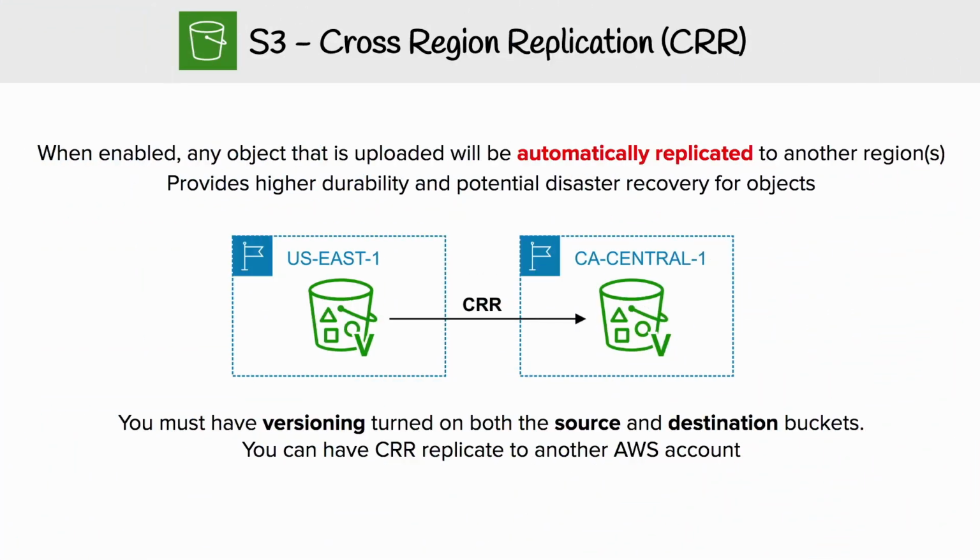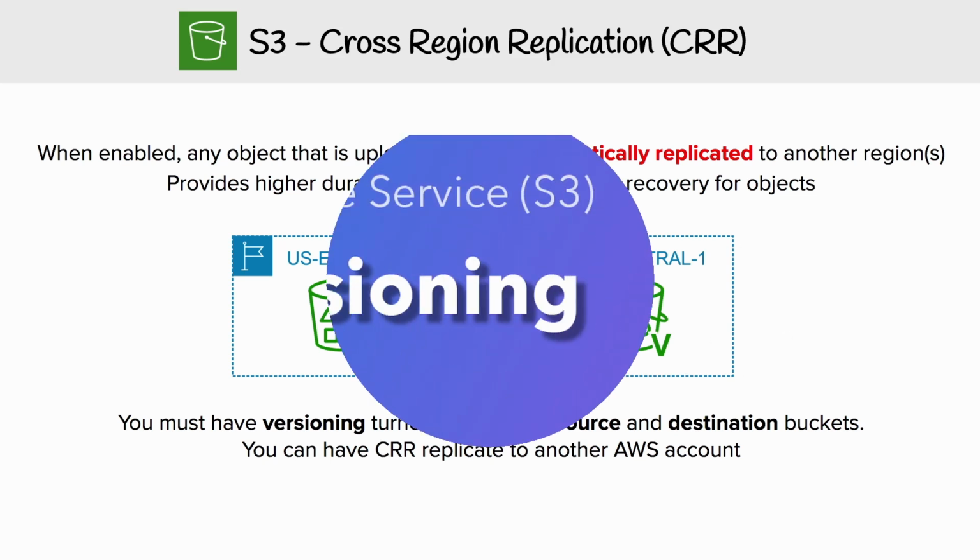So we're taking a look at cross-region replication, which provides higher durability in the case of a disaster. What we do is we turn it on, and we specify a destination bucket in another region, and it automatically replicates those objects from the source region to that destination region. You can also have it replicate to a bucket in another AWS account. In order to use this feature, you do have to have versioning turned on in both the source and destination bucket. So there you go.